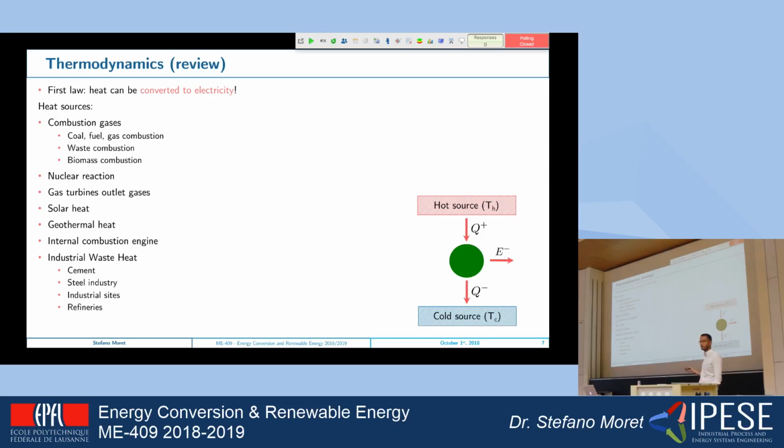So how do we produce electricity starting from these heat sources? The heat sources could be a geothermal source, the combustion of natural gas, the combustion of oil, the combustion of coal, or the heat generated by nuclear reaction. So we have multiple sources of heat. We need a way to convert this heat into electricity.